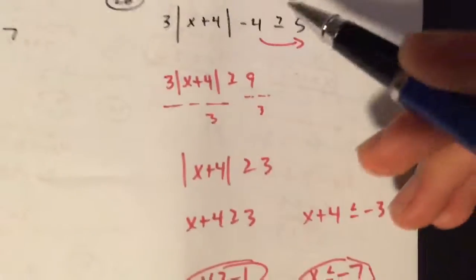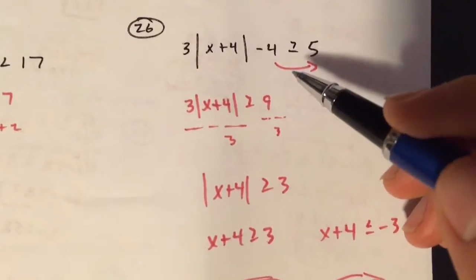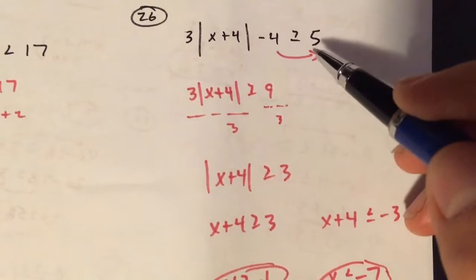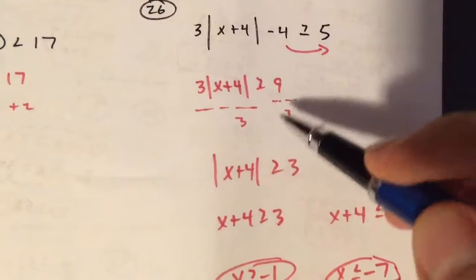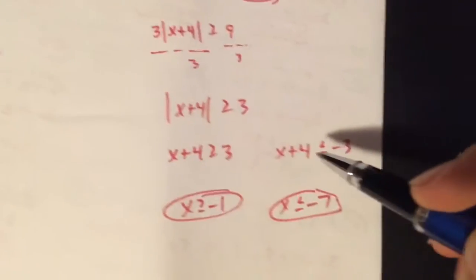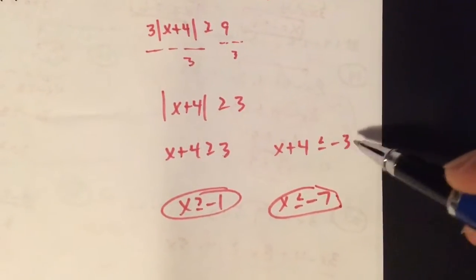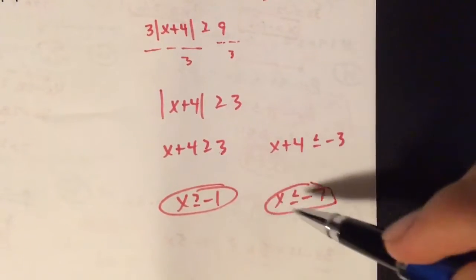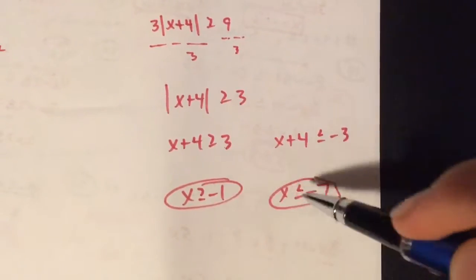All right, actually, we're going to skip to 26 because it's just like 23 and 24. You got to add 4 first. Then you're going to divide by 3. X plus 4 greater than or equal to 3. X plus 4 less than or equal to negative 3. Subtract 4 from both. This would be an or statement here.